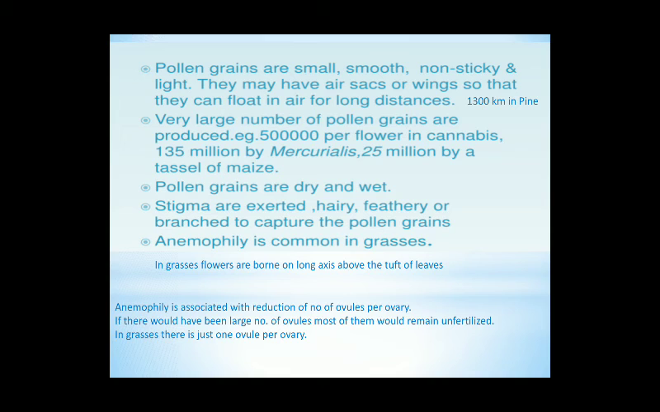It has been found that the pollen grains of the Pinus plant cover a distance of 1300 kilometers. One more character is that a very large number of pollen grains are produced because they lose a large number of pollen grains in transit. To ensure pollination happens, they produce a large number of pollen grains. For example, 5 lakh pollen grains per flower in cannabis, 135 million by Mercurialis, and 25 million by a tassel of maize.